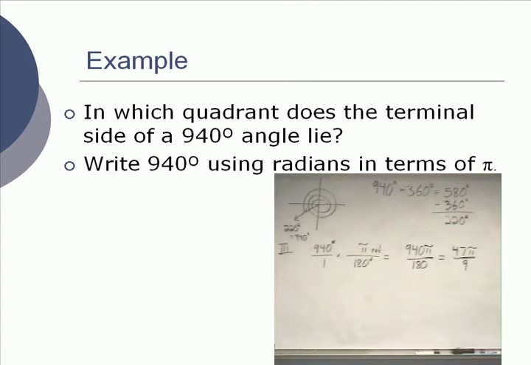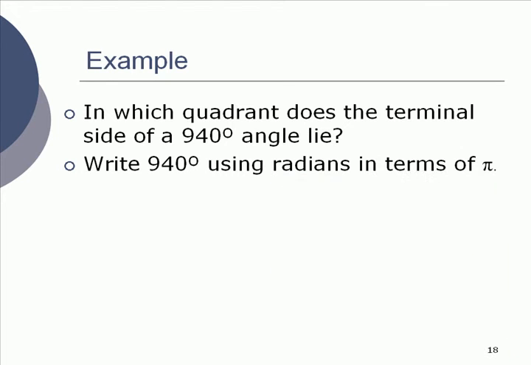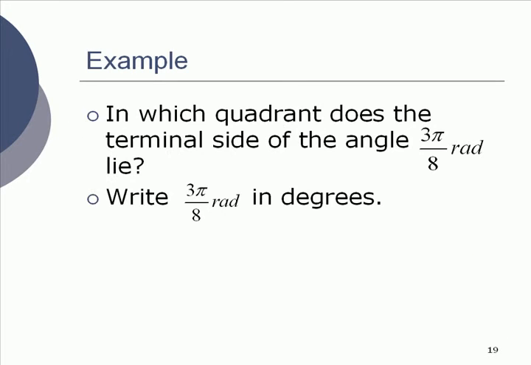Questions about that? Now we're going to do a couple in the other direction and we'll call it good. But does that process look all right? Yeah? Okay. Well, let's go back in the other direction. This is the easier direction. What quadrant does the terminal side of the angle 3 pi over 8 lie? Well, this takes a little bit more thought. You can wait until we convert it into degrees. That's easier to think about. But just think about 3/8 pi.